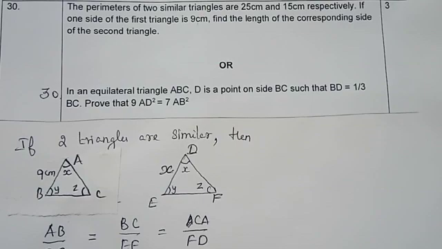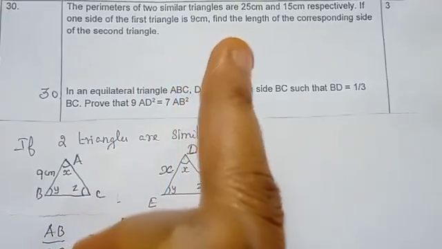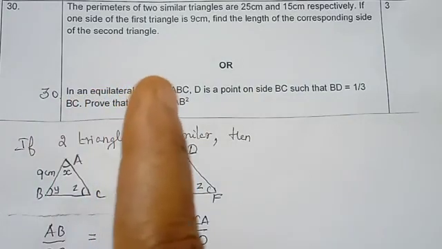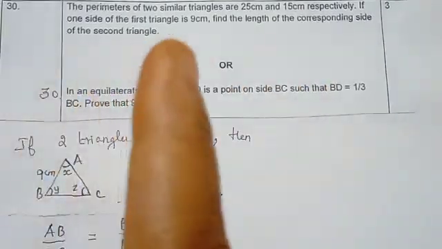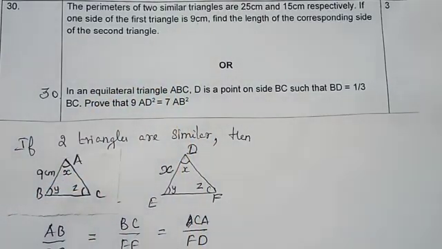The 30th question is: the perimeters of two similar triangles are 25 centimeter and 15 centimeter respectively. If one side of the first triangle is 9 centimeter, find the length of the corresponding side of the second triangle. Okay. So the answer for this question: here two similar triangles are given.